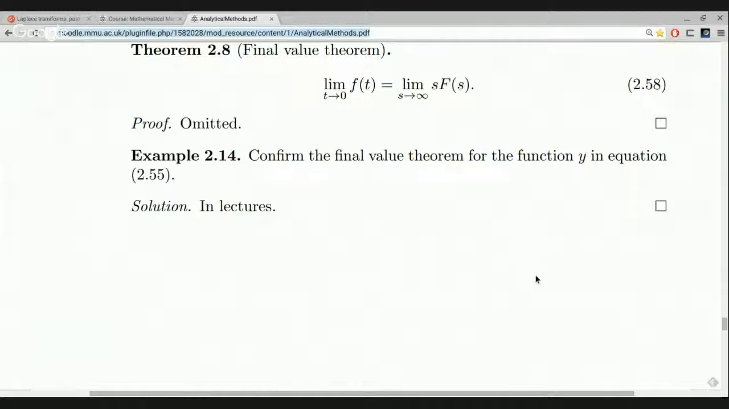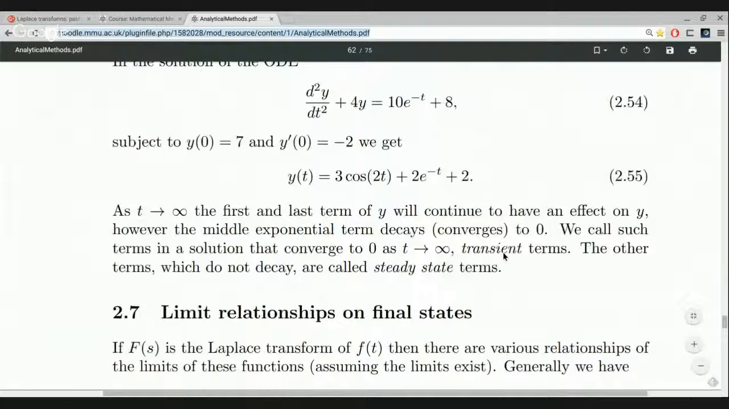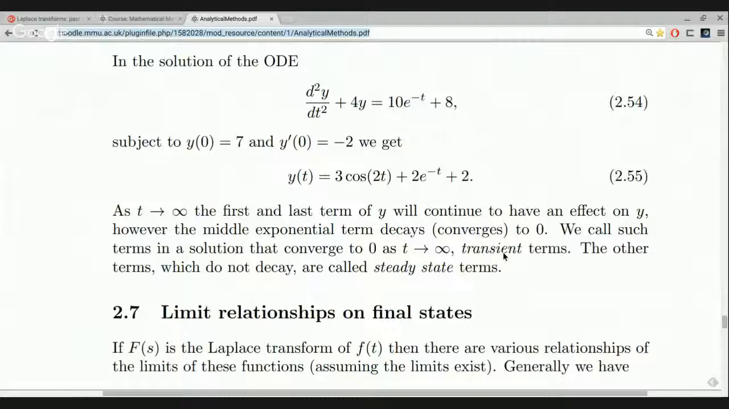Example 2.14. Okay, so we can just verify that these theorems hold in the case of the function y in 2.55. So that function y is, we have y of t is 3 times the cosine of 2t, plus 2 times e to the minus t, plus 2.